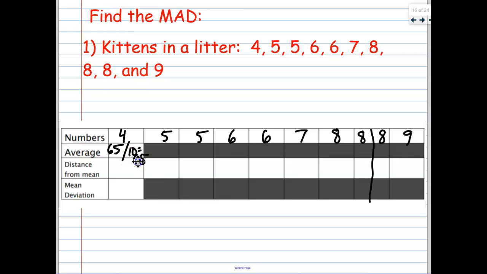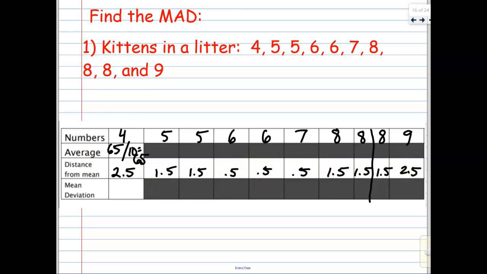All right, distance from the mean, so now I'm going to subtract. I'm going to go 6.5 minus 4, and I'm going to keep it positive always, so it's 2.5. I subtract there, I get 1.5. I subtract there, I'm going to get 0.5. I'm still going to get 0.5 over here, and now I'm going to get 1.5 and 2.5, like that.